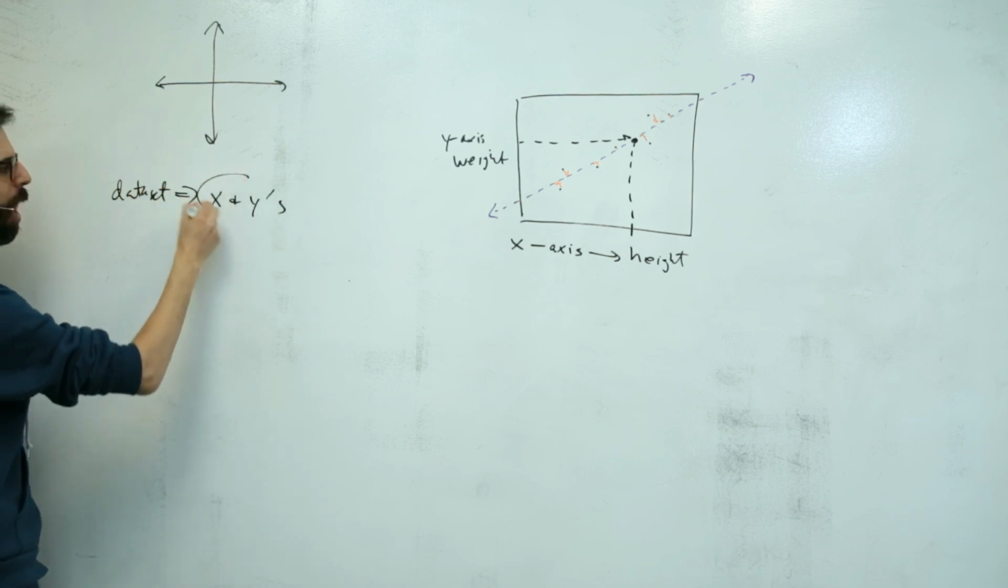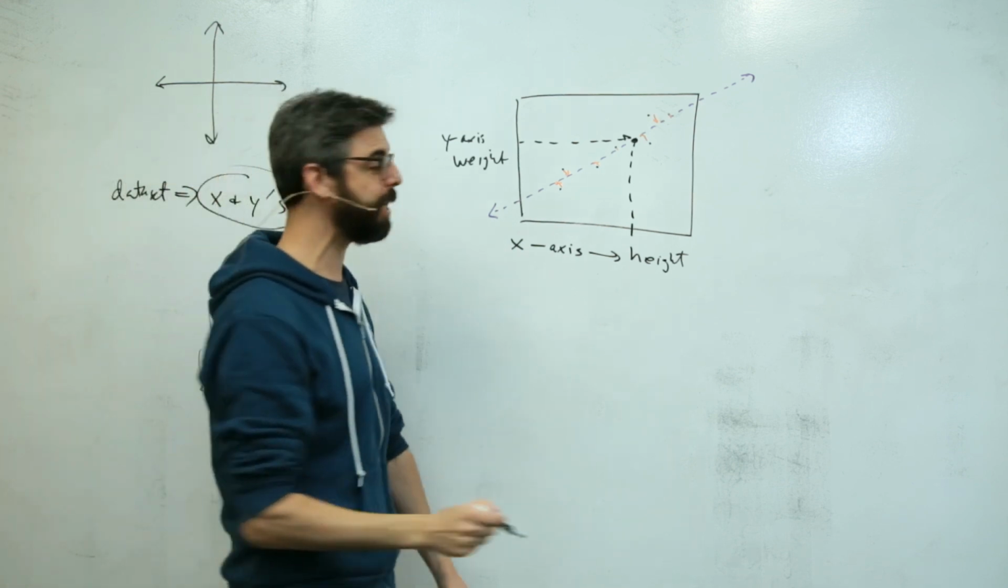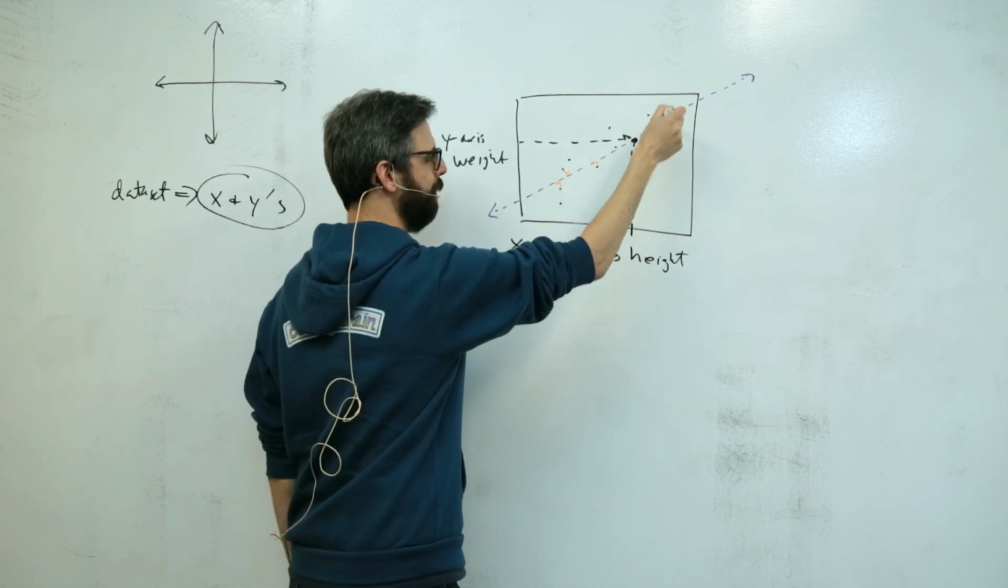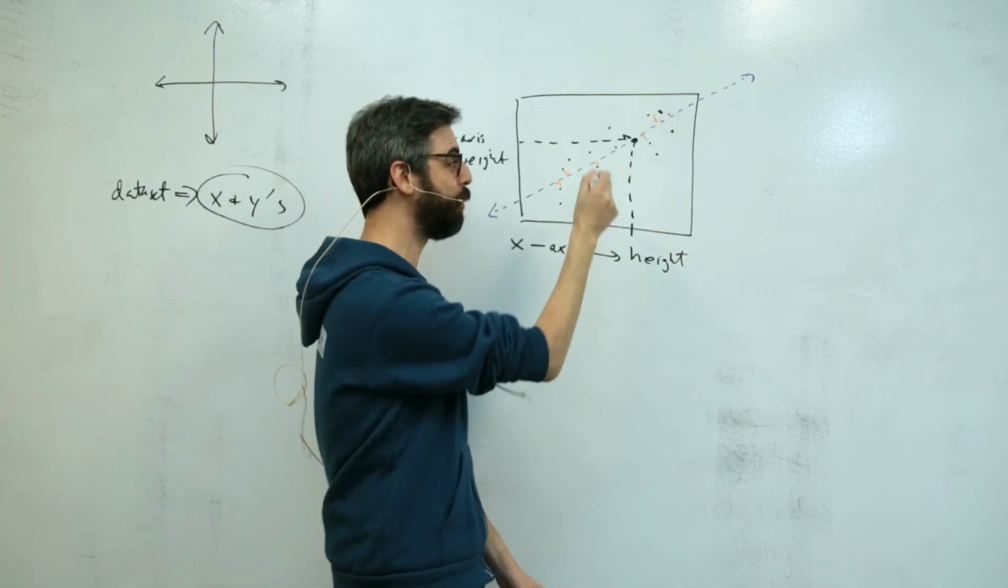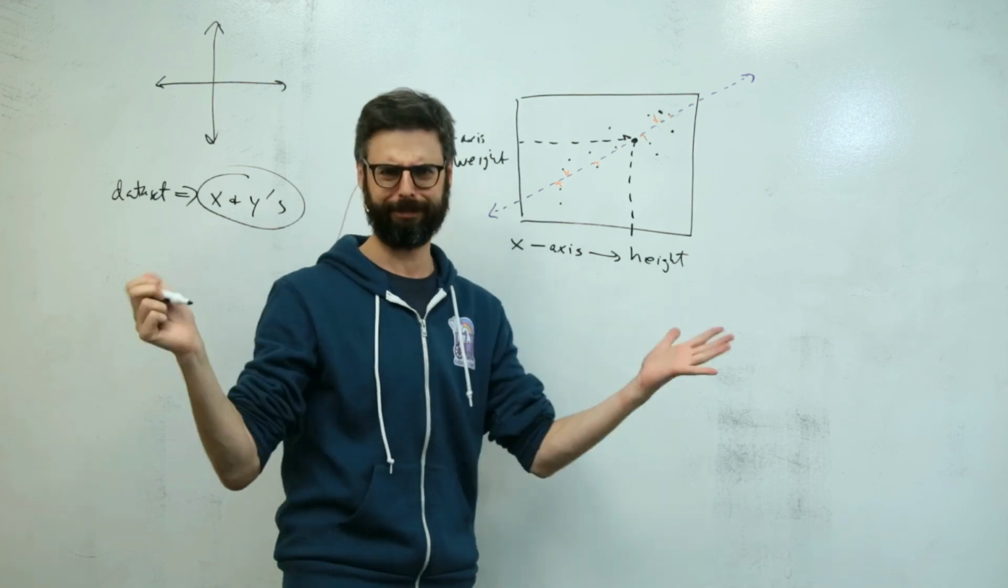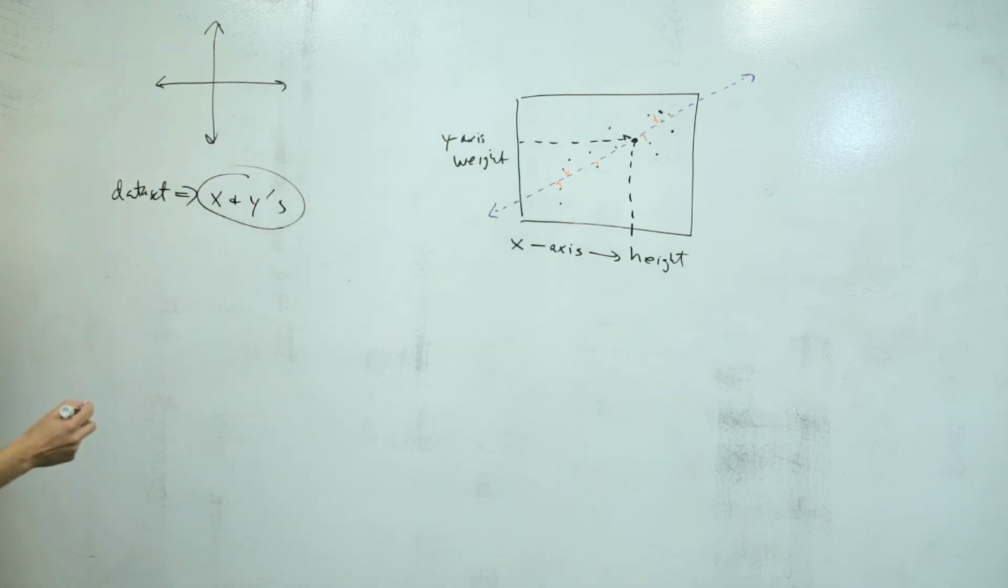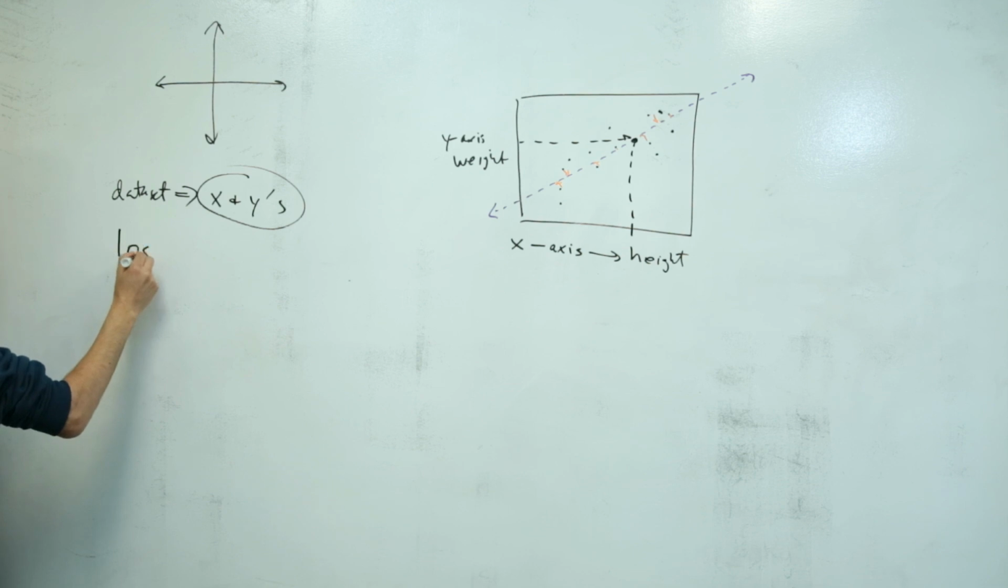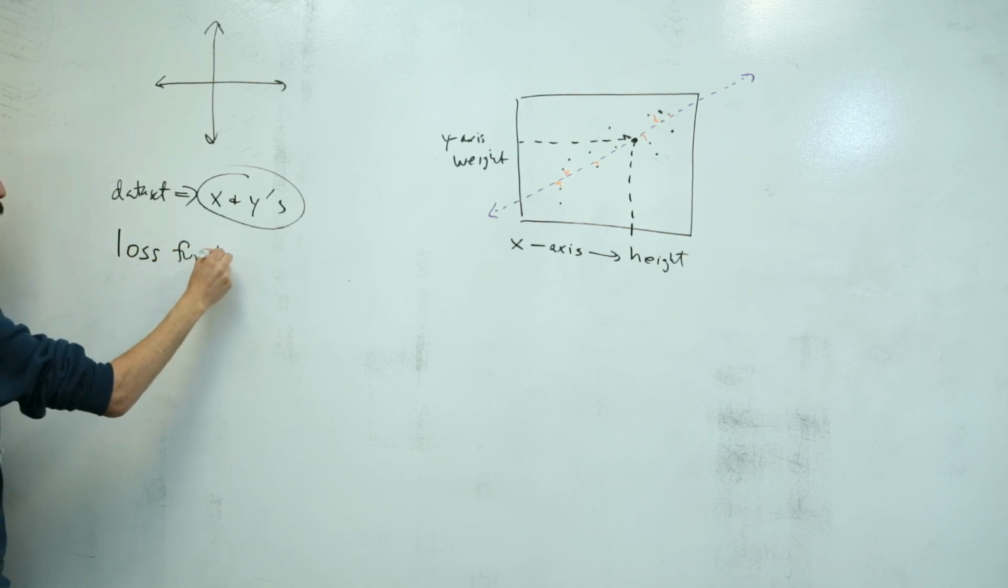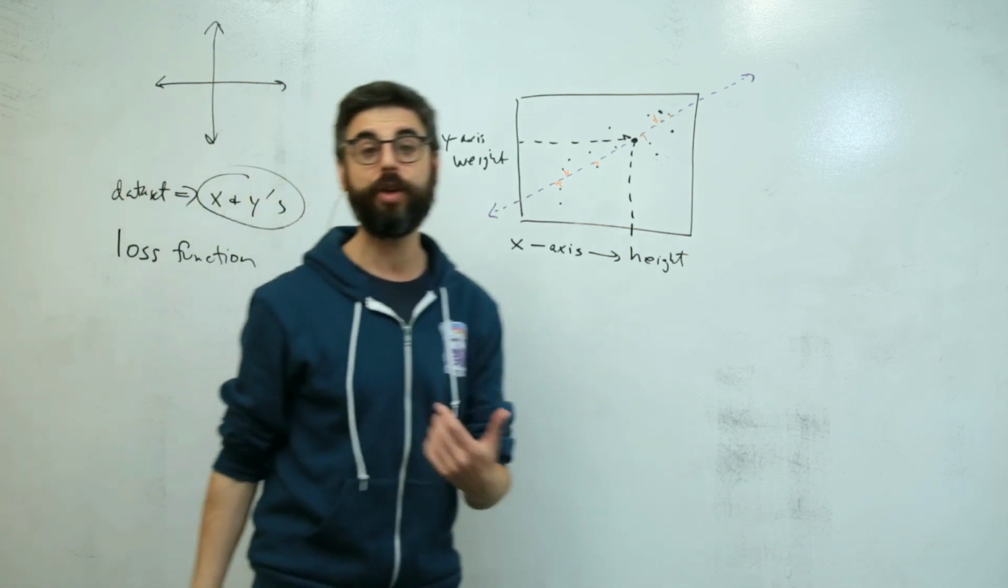Right? We need x's and y's. And I'm going to create that data set through interactive clicking, with the mouse. I need to have something called a loss function. The loss function is a way of computing the error.